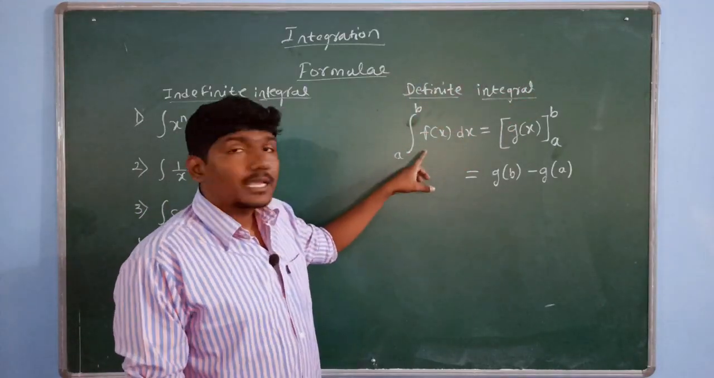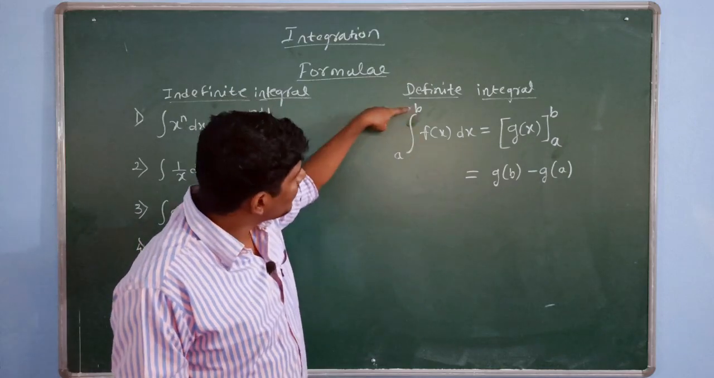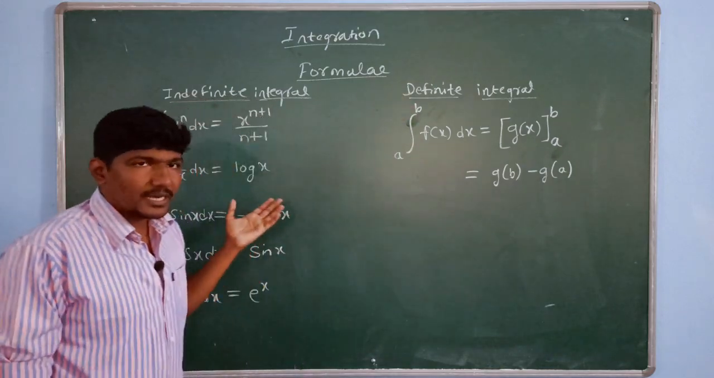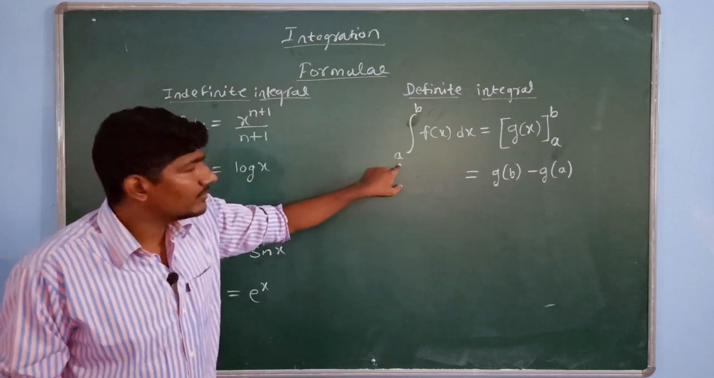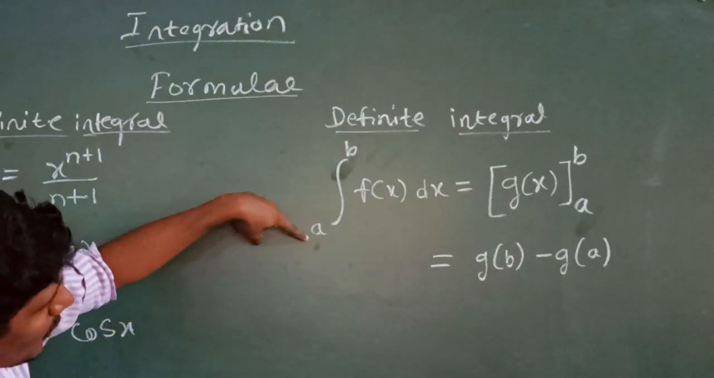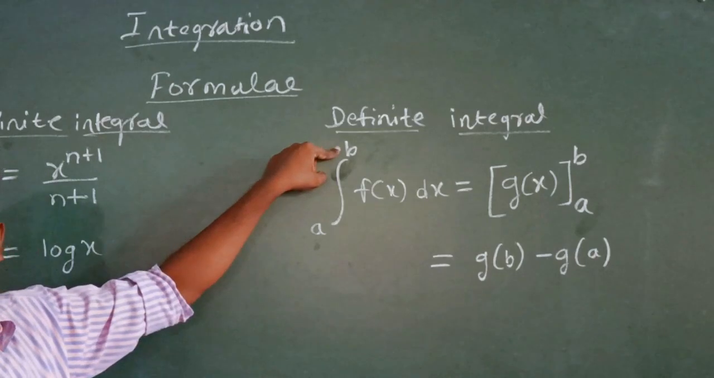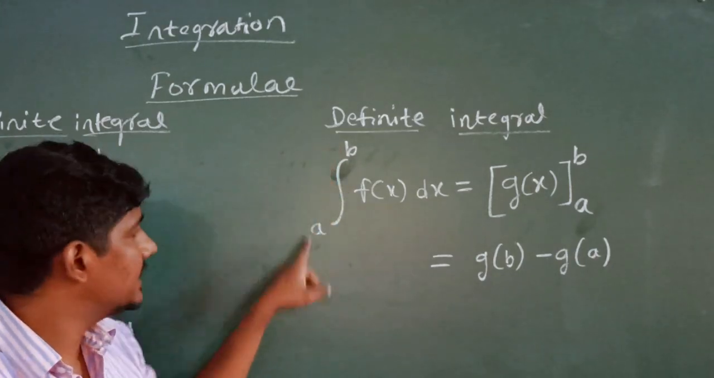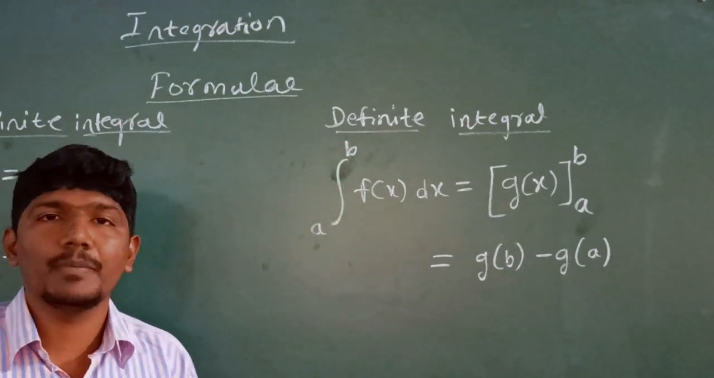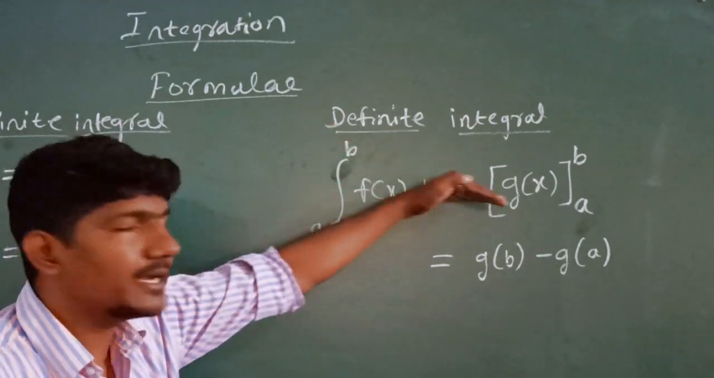Definite integral. In definite integral, you can see one difference. What is that? Compared to this one and this one, here we have limits, values are given. This is called lower limit, this is called upper limit. Lower limit is a, upper limit is b. And these a and b are just numbers, boundaries for integration.